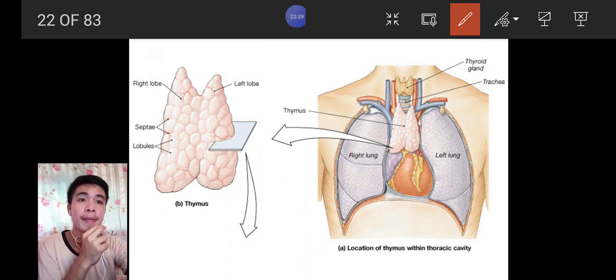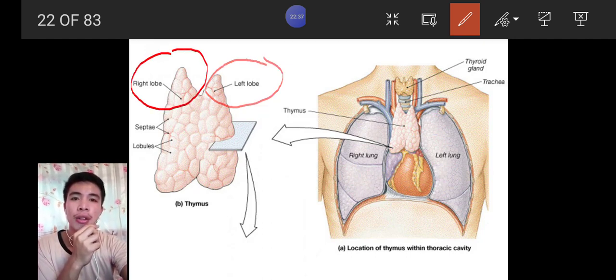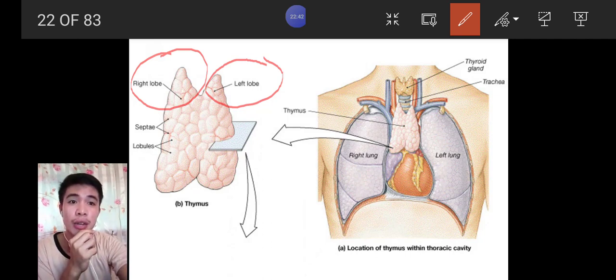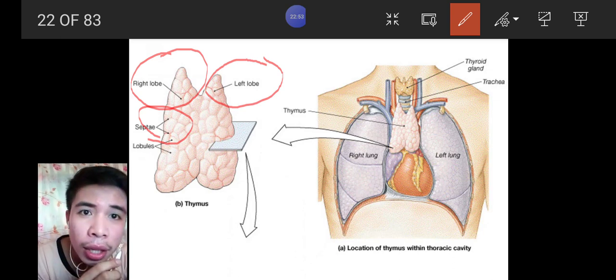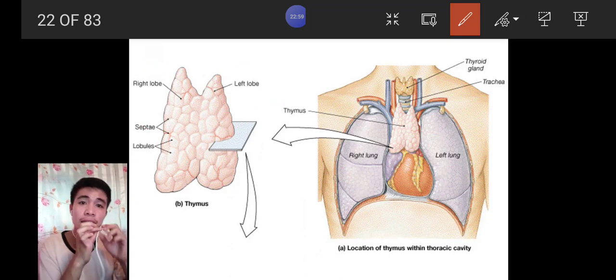Okay. Kung makikita natin dito, we have the left lobe. And this one naman is the right lobe. Ang tawag naman sa kanang mga ugat-ugat nga nag-consist ng thymus is the septae. Mao ni siya kaning mga ugat-ugat. Then ang kanang murag mga lingin-lingin ginatawag na siya og the lobules. So that is the thymus.